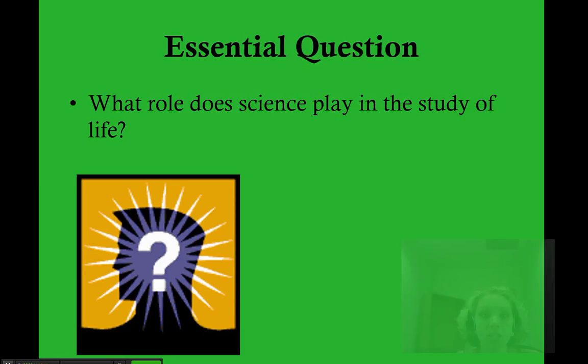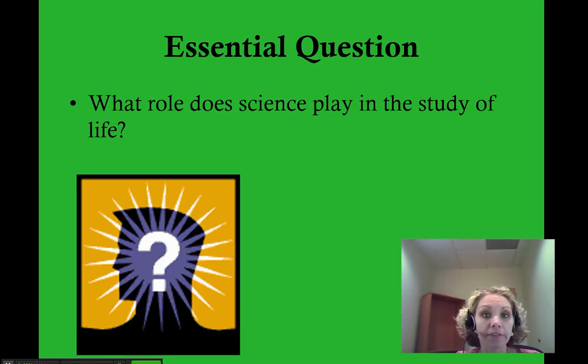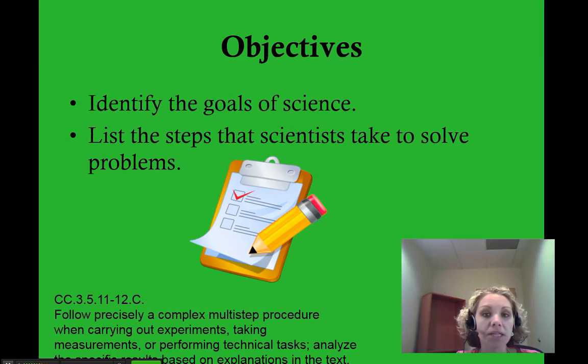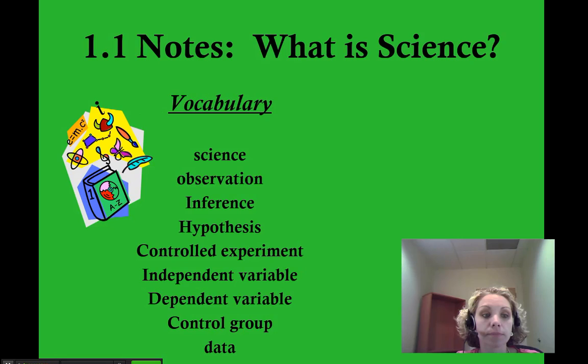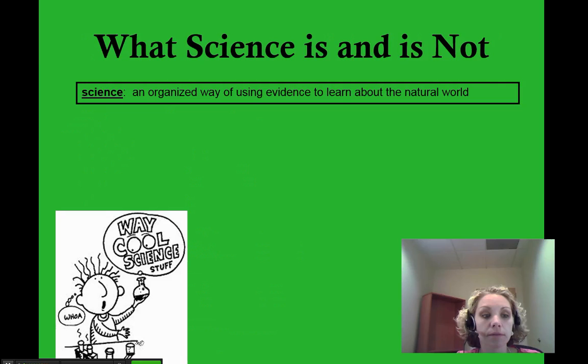Our essential question is, what role does science play in the study of life? So our objectives for today, for the first section of Chapter 1, are to identify the goals of science and list the steps that scientists take to solve problems. Here's the vocabulary from the first section of Chapter 1. Be sure to familiarize yourself with this vocabulary, and I'll be hitting on each of these terms in today's lesson.